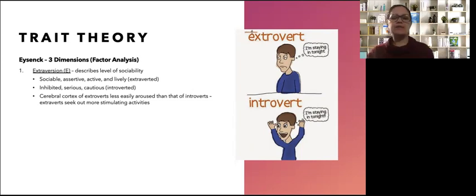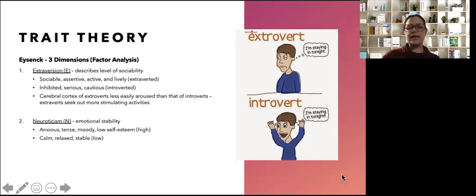So someone who rates high on this variable would be considered sociable, assertive, active, and lively. In other words, extroverted, right? Versus someone who rates low on this variable would be considered inhibited, serious, or cautious, or introverted, right? The second dimension is neuroticism, or one's emotional stability. So those that score high in neuroticism are considered to be anxious, tense, and moody, whereas someone with a low score of neuroticism would be considered to be calm, relaxed, or stable. Okay, more emotionally stable than someone who is scoring higher on the neuroticism scale.